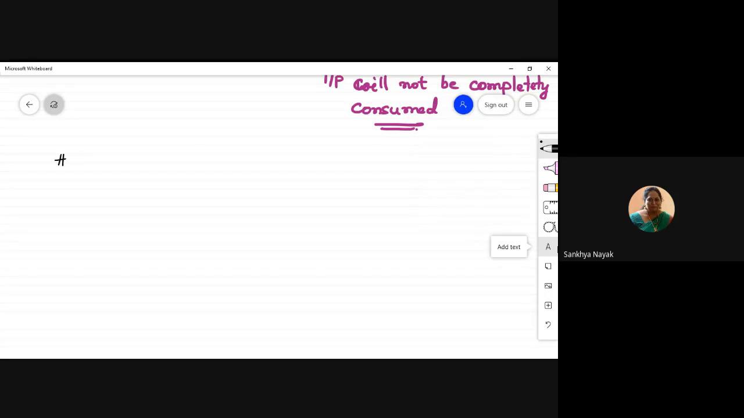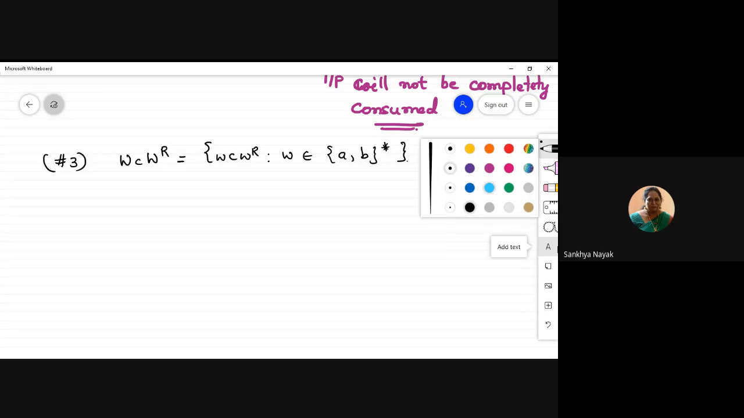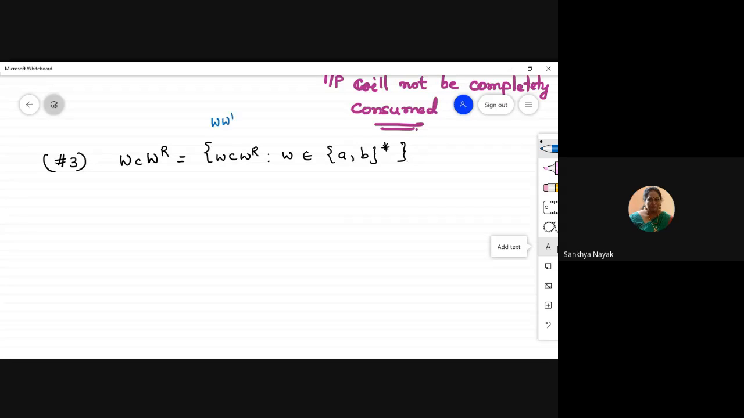Let me take the third question. It says, this is a palindrome, okay, W C W^R, where W belongs to (a,b)*. You cannot design a PDA for W W^R. This is even palindrome. You can design for this, I said you cannot design PDA, but we can design Turing machines, which is the next topic. Okay, next module or next topic.